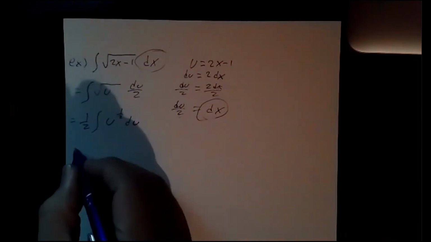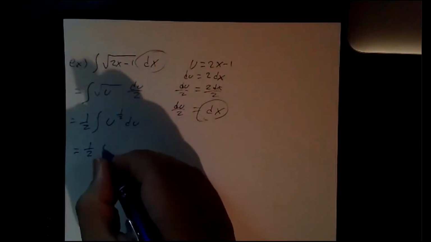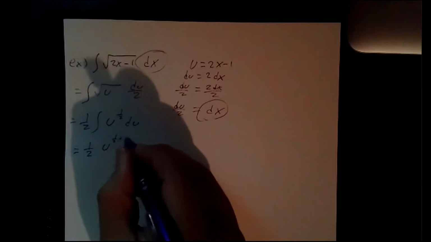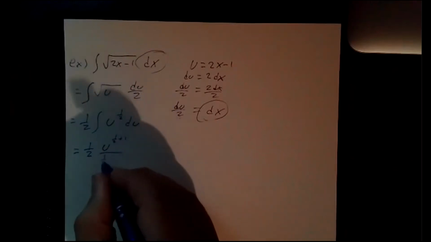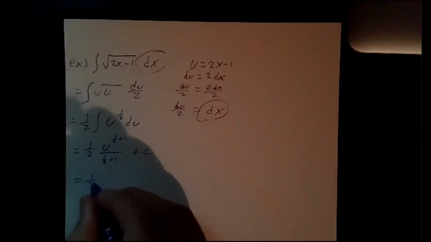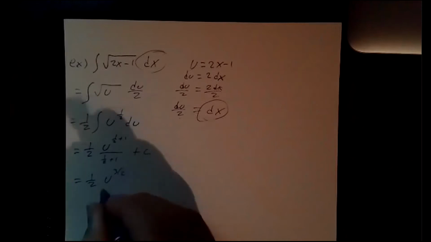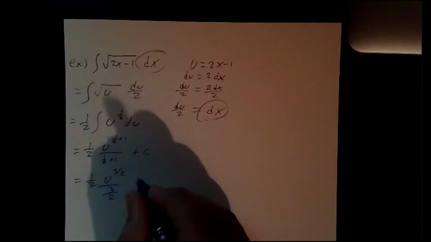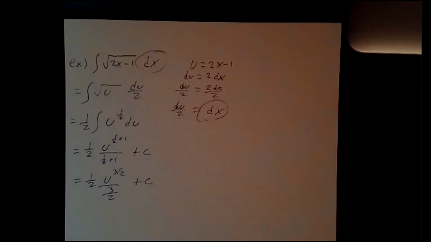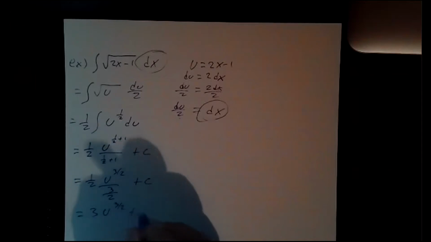So u to the 1/2 plus 1 over 1/2 plus 1. That will be u to the 3/2 over 3/2, which will be, do some fraction stuff here, and it'll be 3u 3/2 plus c.